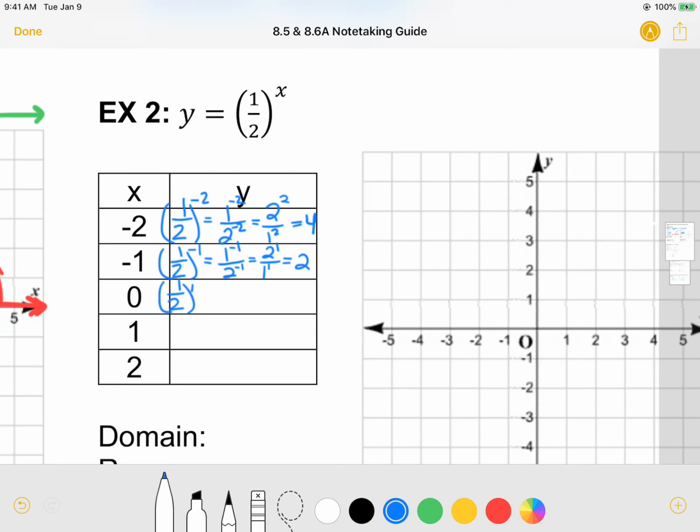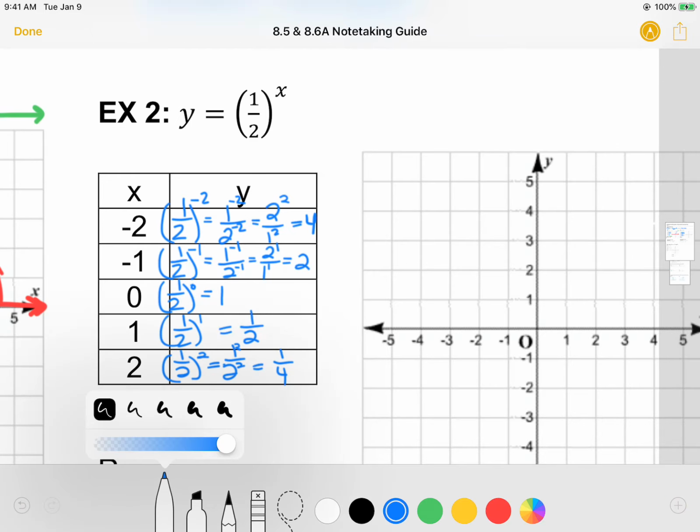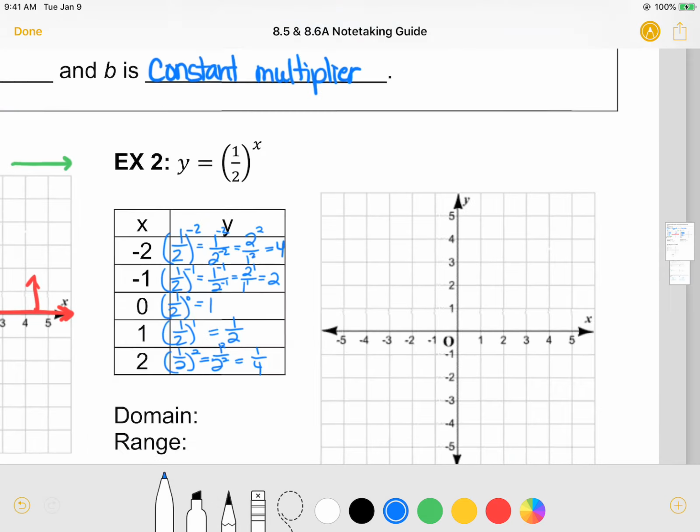1/2 to the 0, everyone should know what that is. That's 1. And plugging in 1/2 to the first is just 1/2. And then 1/2 squared, we distribute our exponents. So 1 squared over 2 squared is 1/4. Okay? So let's go ahead and graph this.